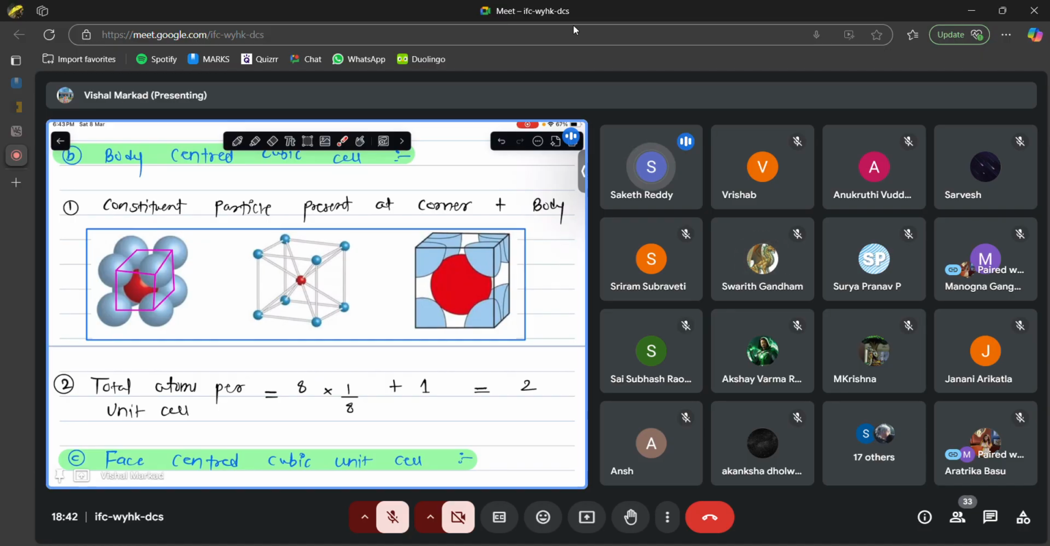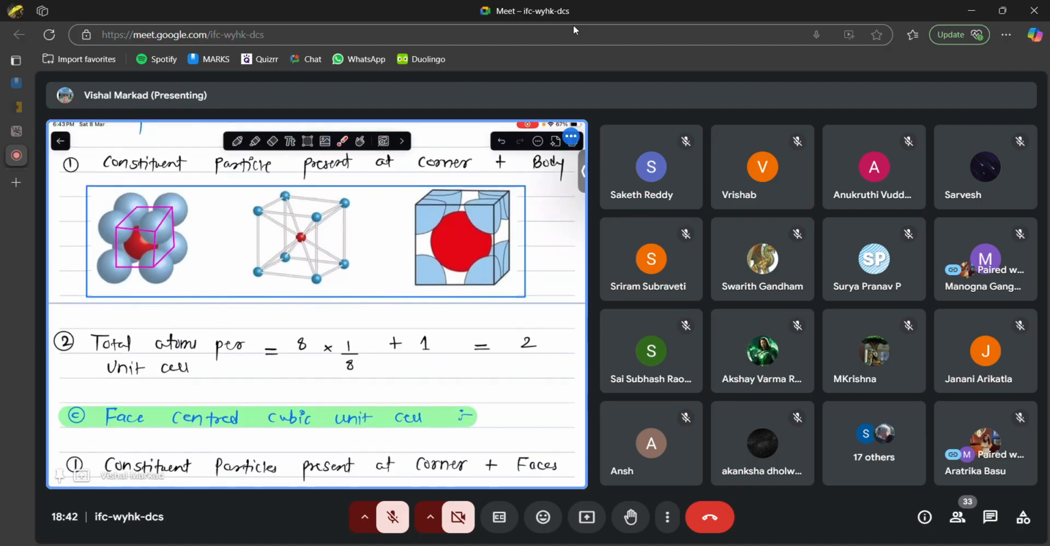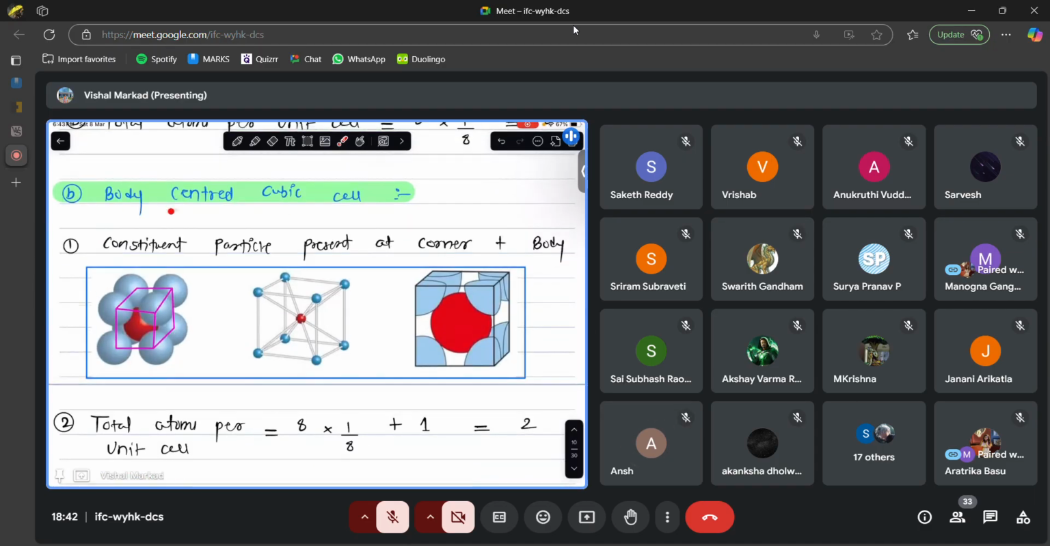Let's say you are sitting in a room, at the center part. We can place the entire one sphere there. So what is the total number of atoms? 2. How many are there total? 2 are there, right? So what is the number of atoms present in the BCC? 2. Clear?